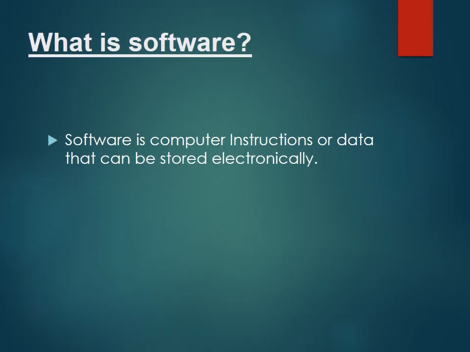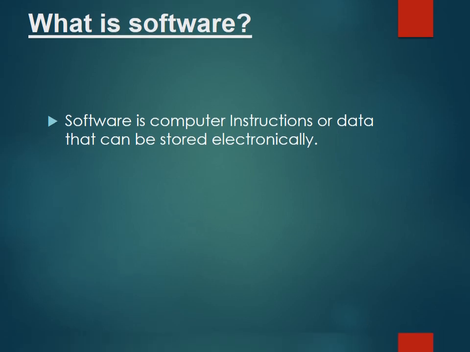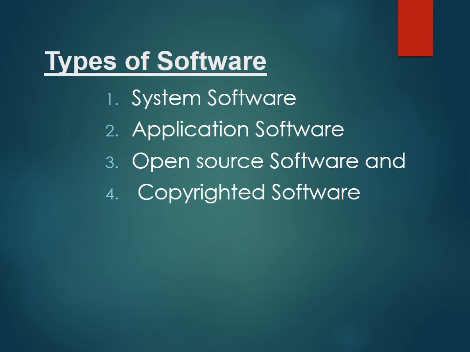What is software? Software is computer instructions or data that can be stored electronically. Types of software: system software, application software, open source software, and copyrighted software.